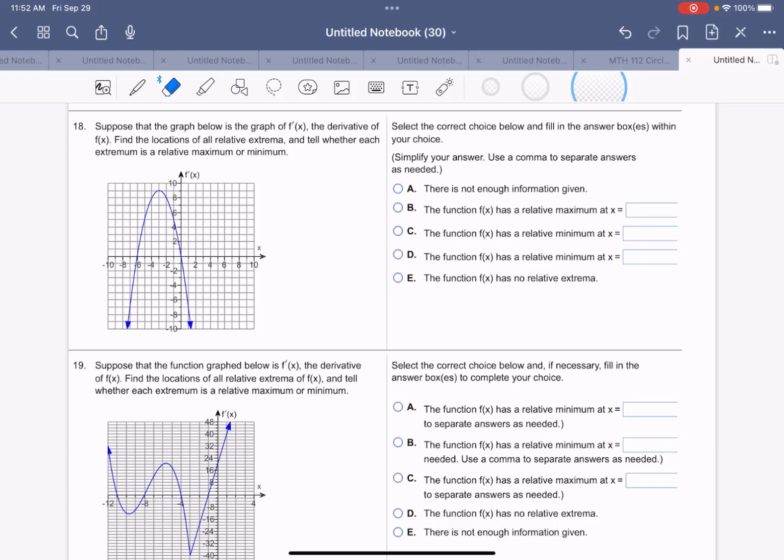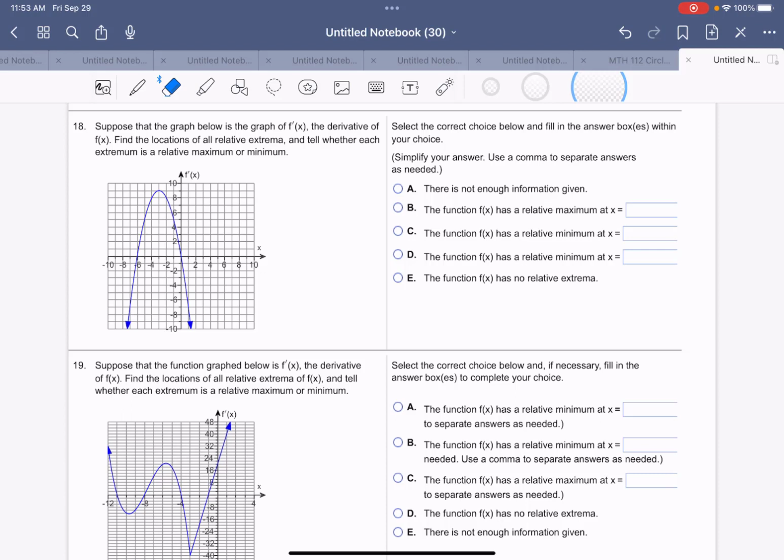Example number 18. Suppose that the graph below is the graph of f prime of x, the derivative of f of x. Find the locations of all relative extrema and tell whether each extreme is a relative maximum or minimum. Now, this can be one of the most confusing concepts there is.